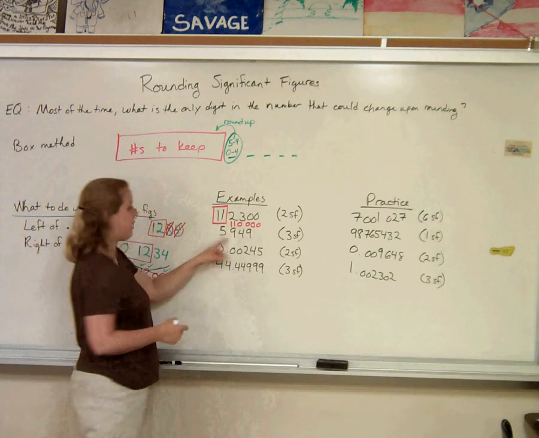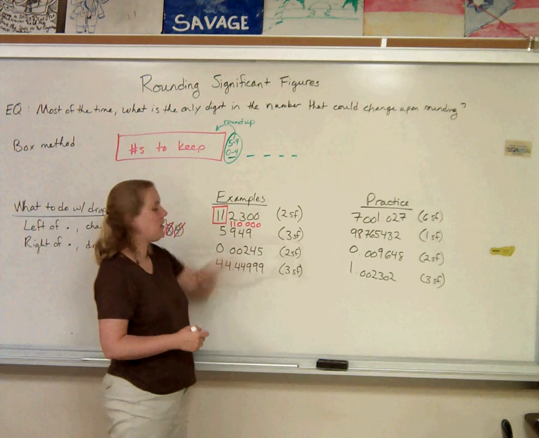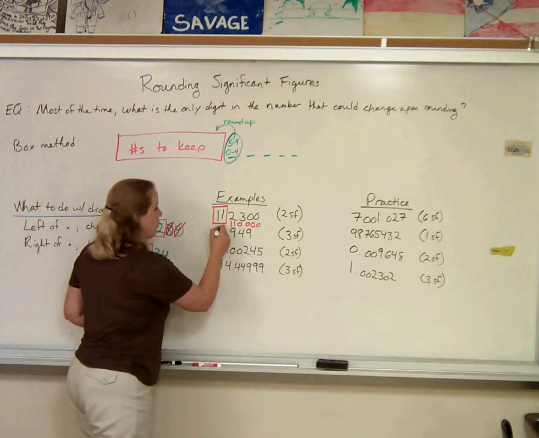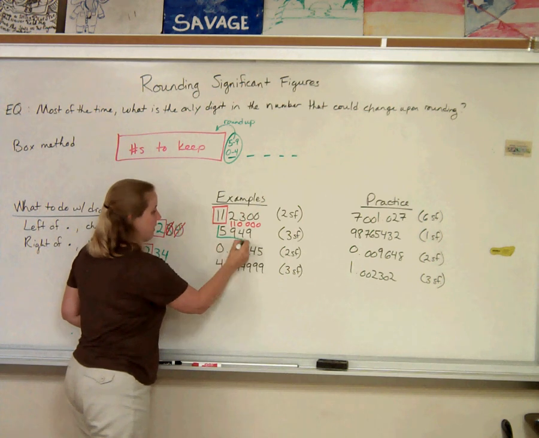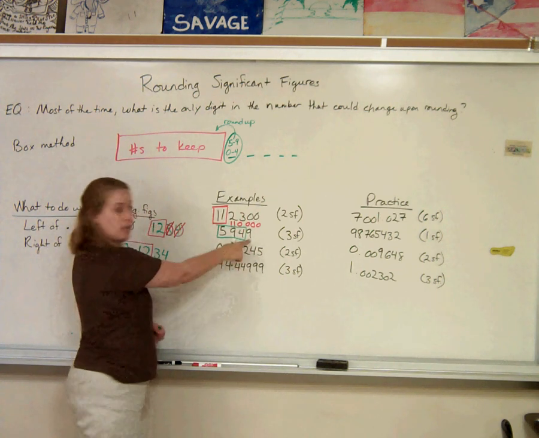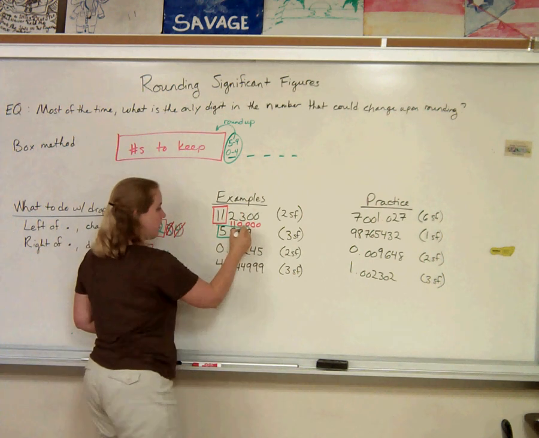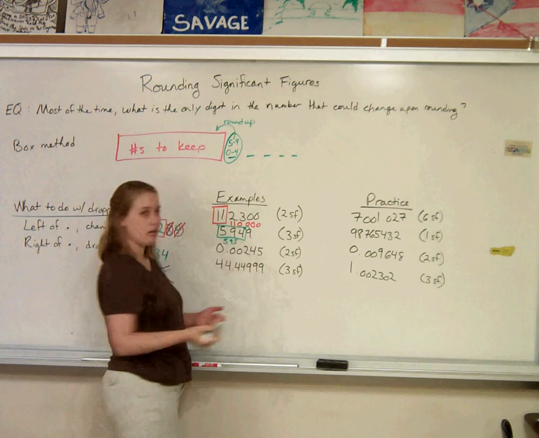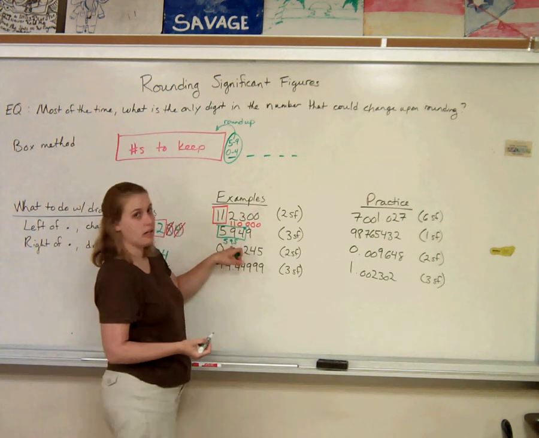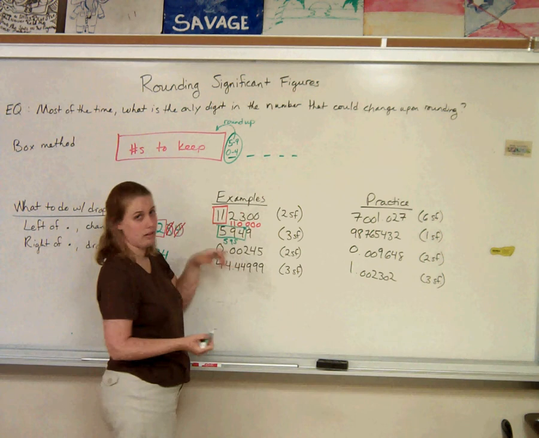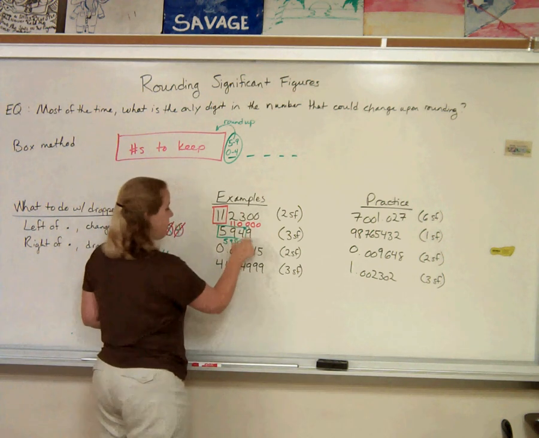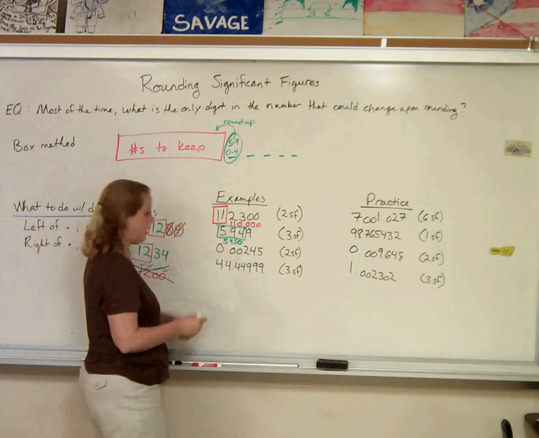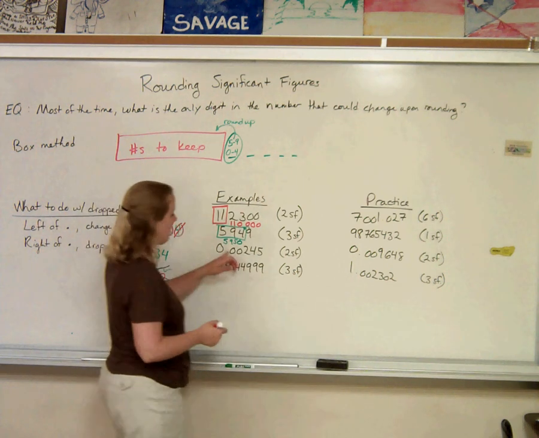Next one, 5,949. We want that to be 3 significant figures. So again, we draw our box. Starting on the left, we keep the 5, the 9, and the 4. Well, that's a 9, so that's going to round the 4 up. It rounds it up to a 5, 595. However, if this was your bank account, you wouldn't want $595, you want $5,950. So therefore, we have to make that 9 a 0, and now we have 3 significant figures, but have kept our place.